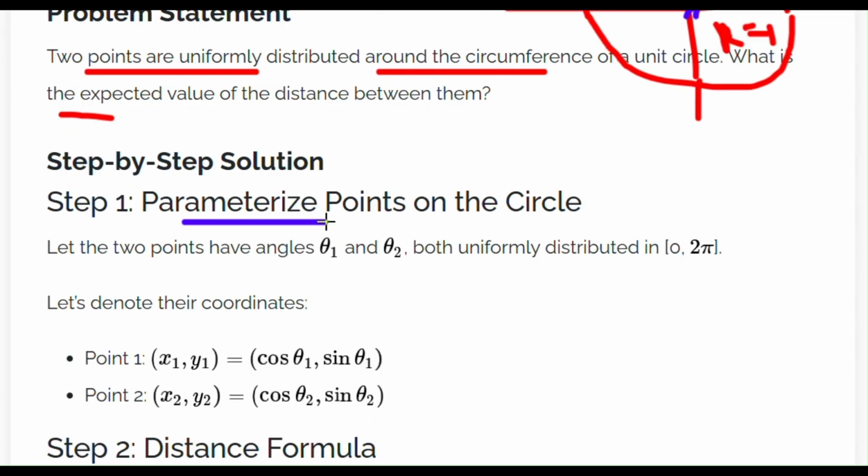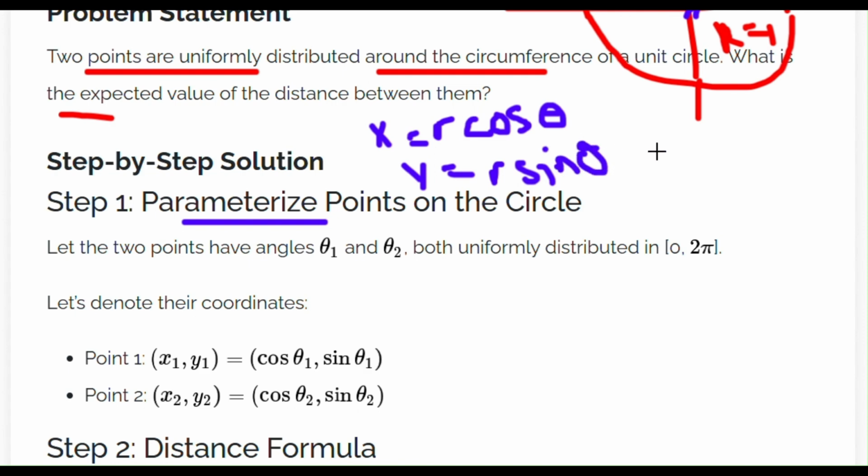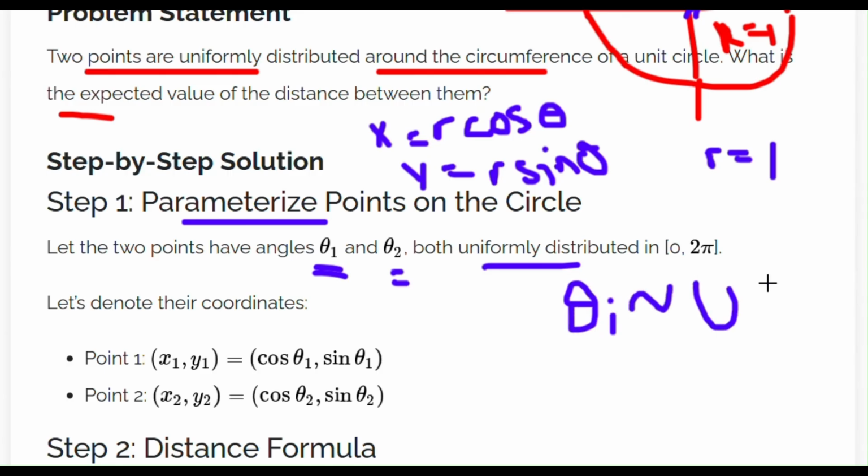The first thing to do is, how do we represent the points on the circumference? Any point can be represented as r cos theta, the x coordinate, and the y coordinate would be r sine theta. Now, since this is a unit circle, r is 1, and we have 2 points, so we assume that the angle for the first point is theta 1, and the angle for the second point is theta 2. Theta is uniformly distributed, so theta i is uniform between 0 and 2 pi.